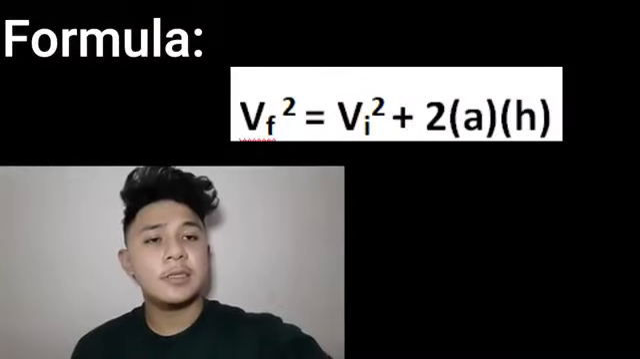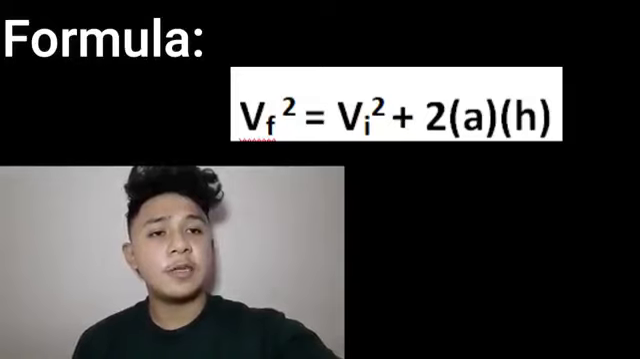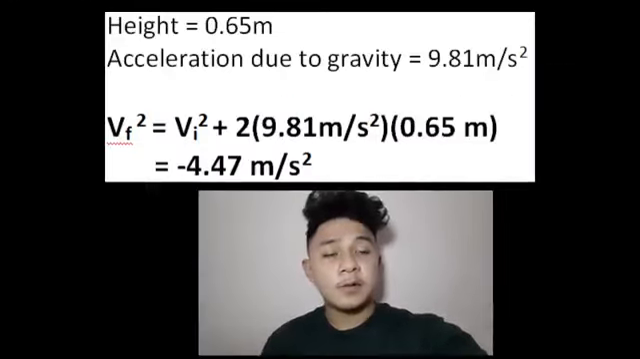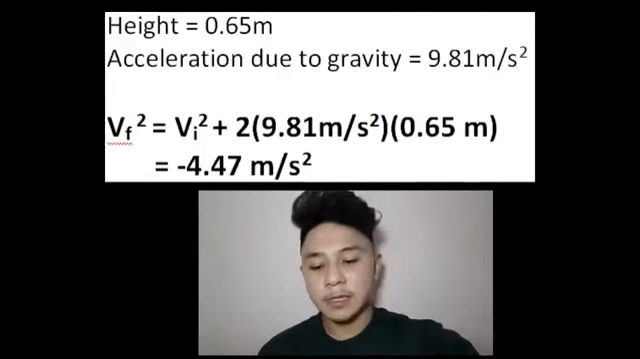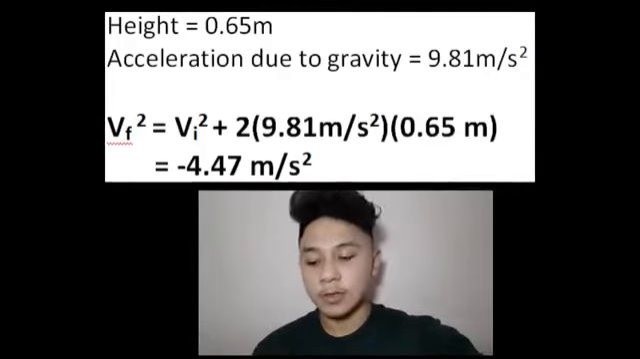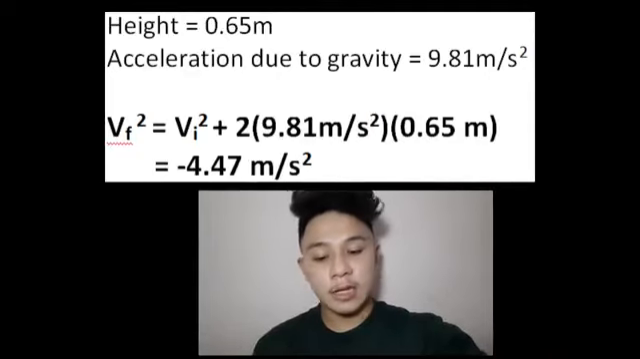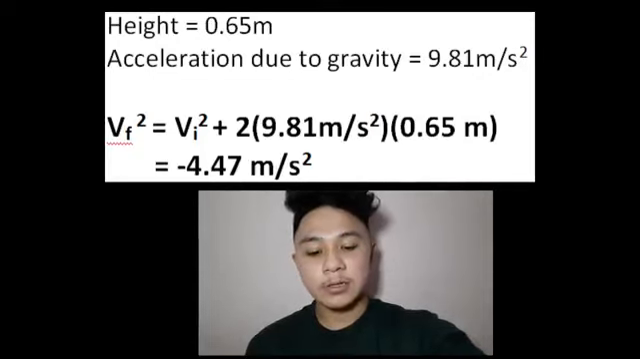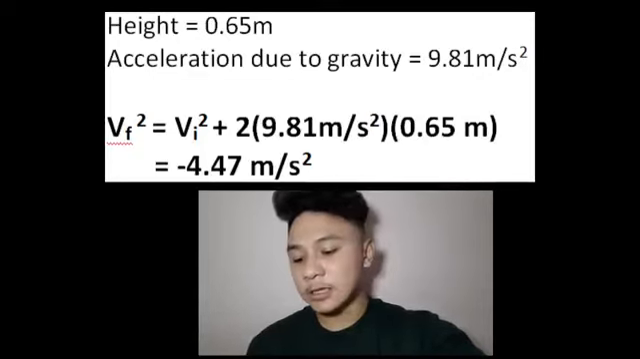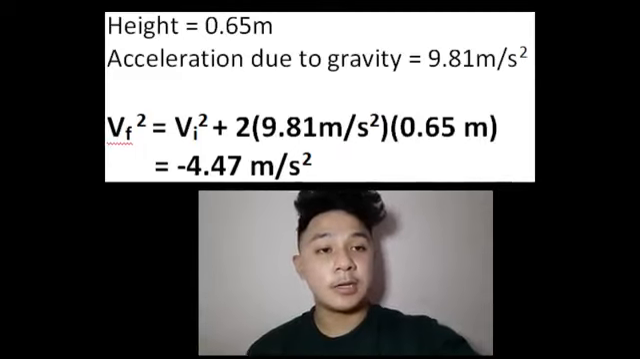The formula of final velocity is Vf squared equals Vi squared plus 2 times acceleration times the height. For example, the given height is 0.65 meter and the acceleration due to gravity is 9.81 meter per second squared. So if you substitute that, it will be negative 2 times 9.81 meter per second squared times 0.65 meter. So the final velocity is negative 4.47 meter per second.